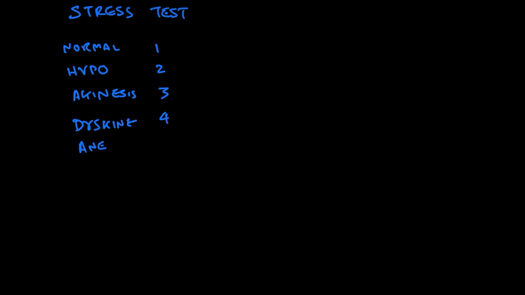Let's take that concept a little further in this video. Just by way of reminder, if you have normal function, that normal wall thickening and movement, that gets a score of 1. If we have hypokinesis, that gets a score of 2. If we have akinesis, that gets a score of 3. If we have dyskinesis, that gets a score of 4. And if we have aneurysmal dyskinesis, aneurysmal movement, that gets a score of 5.